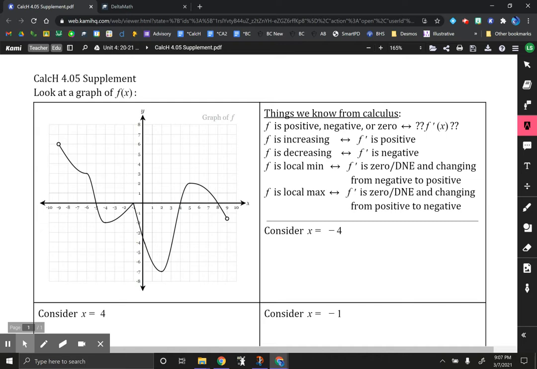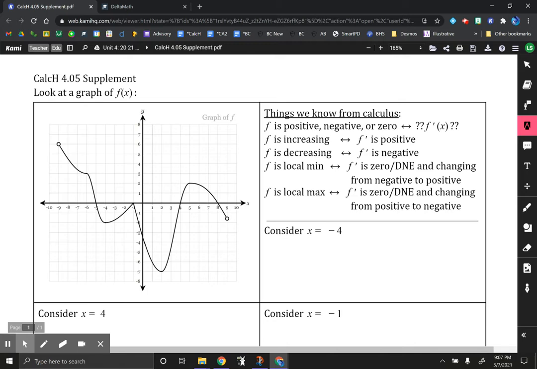But then we start to get into some of the other characteristics of f that do let us know something about f prime. So when f is increasing, we know f prime is positive. When f is decreasing, we know f prime will be negative. When f has a local minimum, we know that the first derivative at that value is a critical value and changing from negative to positive. And the same if we're dealing with a local max, we know that f prime has a critical value, which means that it's equal to 0 or does not exist.